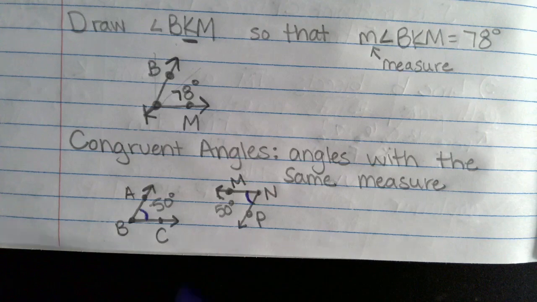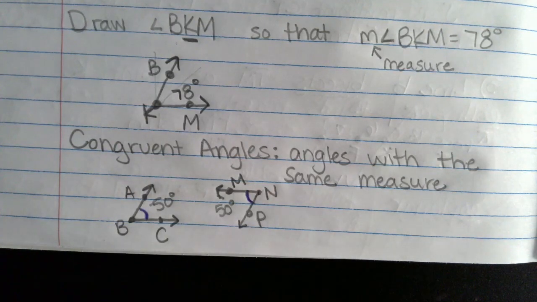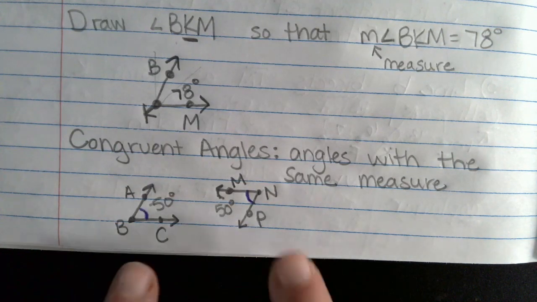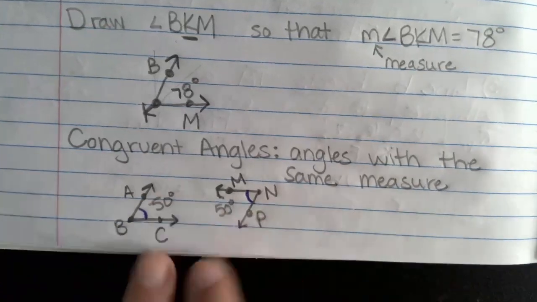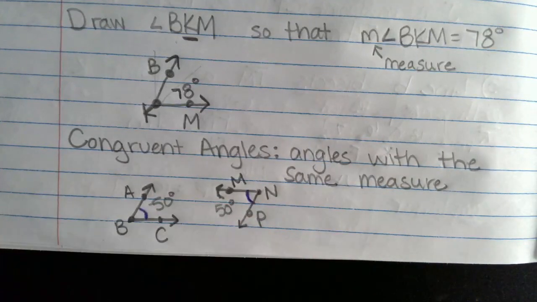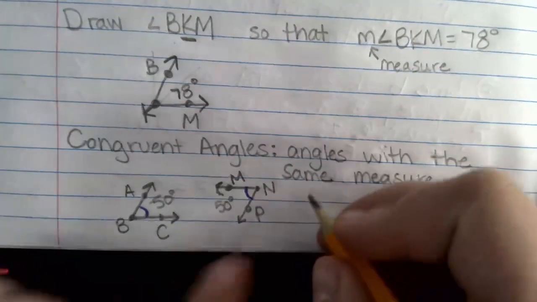Okay, we could use one arc. Sometimes we'll use two arcs if there's multiple angles. The number of arcs you see in those corners tells you which ones match. So now we know these match. And then we can also use that symbol. So we would say angle.